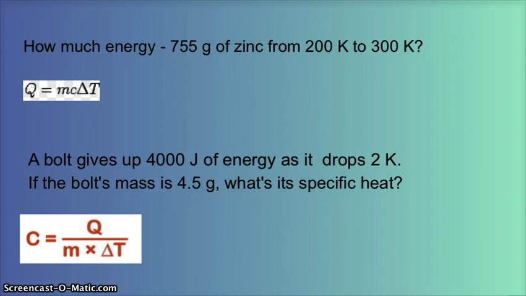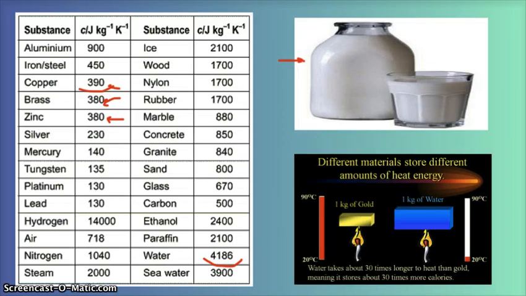Hey, why don't we do some practice with this formula? Like I said, we do have some formula stuff that we do with this, just like force equals mass times acceleration. Here you have 755 grams of zinc. 755 grams is going to be the mass. Times C. What would C be? Well, let's look on this chart. And you can find this pretty much anywhere.